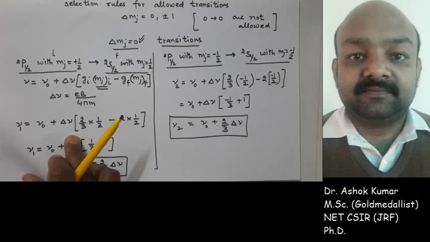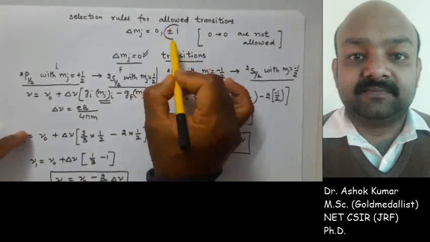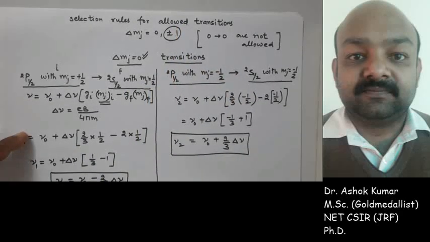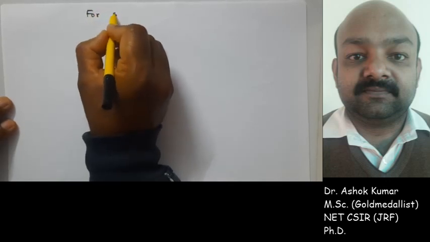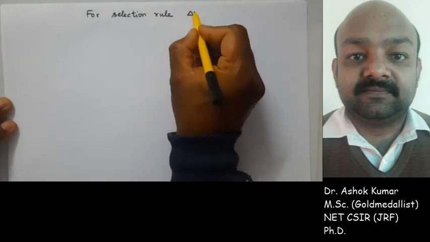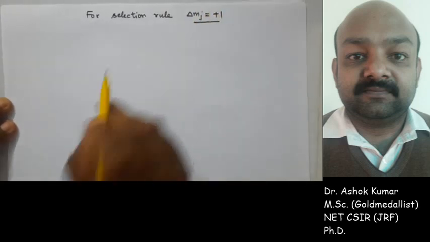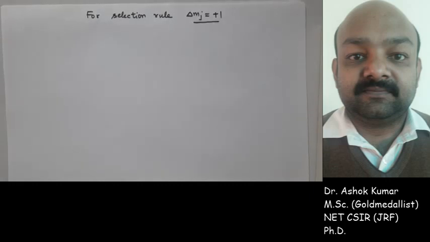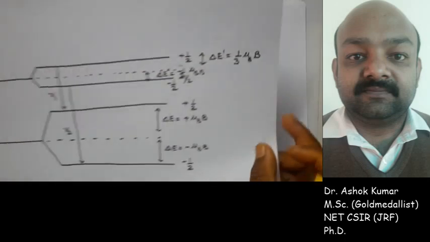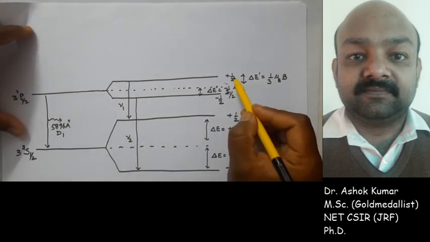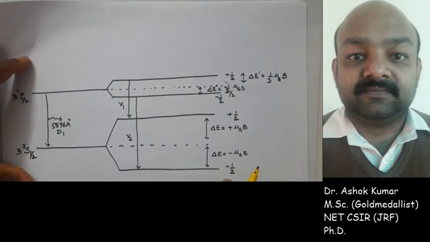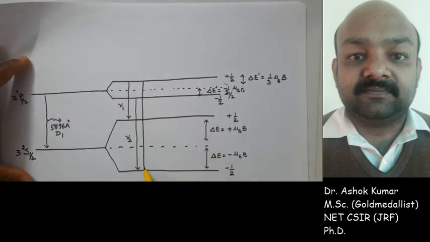Now for next selection rules, we will try to find another kind of transitions. So for selection rule delta mj equal to plus 1, we will try to find these transitions. Looking at the energy level diagram, firstly we will try to represent on the diagram those transitions which obey this selection rule. mj value plus half, this value minus half. So this kind of transition, nu 3.